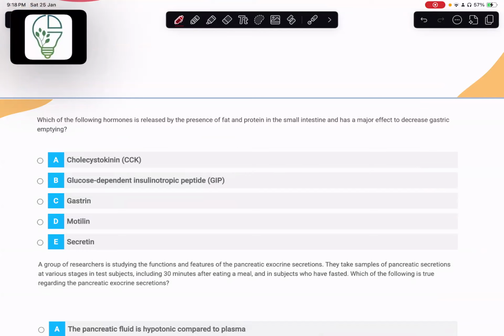Starting with question number 1: which of the following hormones is released by the presence of fat and protein in the small intestine and has a major effect to decrease gastric emptying?